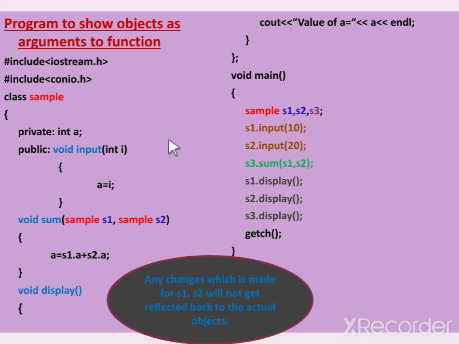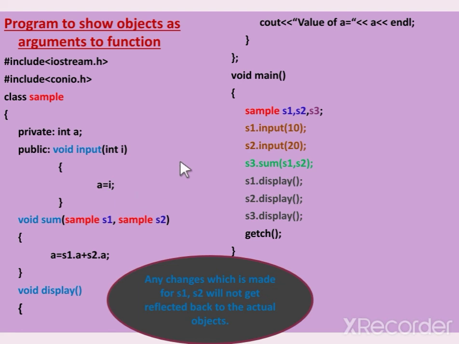What is there in the input function? See here, int I. What value did I give for I? 10. So the value 10 will be assigned to variable I. Therefore A is equal to I, which means this 10 is now assigned to the variable A. What is the new value of A now? A is equal to 10.